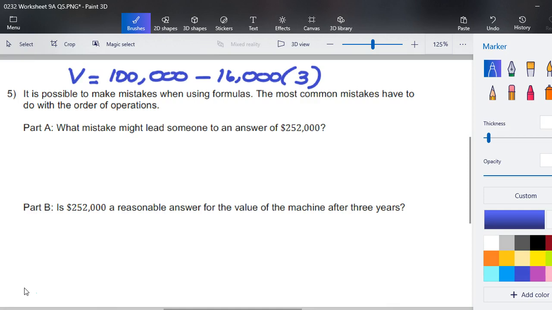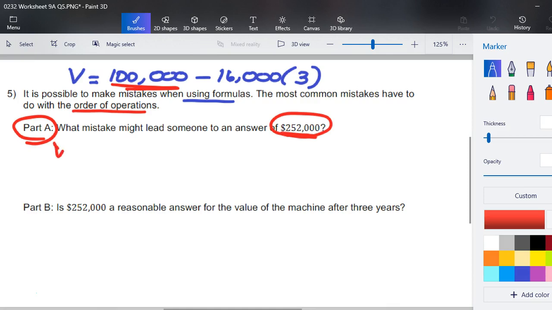On question 5, I went ahead and wrote the formula down from the past problem because it asks, is it possible to make mistakes when using formulas? It says the most common mistakes have to do with order of operations. What mistake might lead someone to this answer, even though the machine started at 100,000, but after 3 years it now is worth 252,000? Maybe it's an antique model. Maybe there was some mess up on the order of operations.